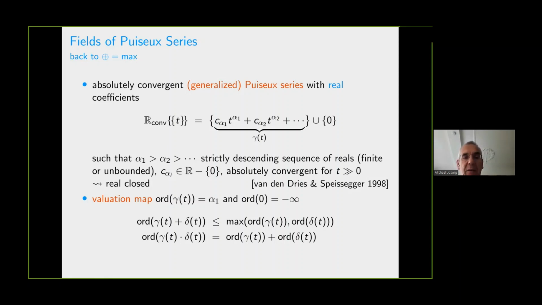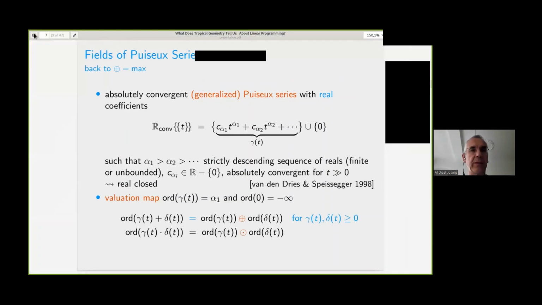If you play the same game with the addition, then you get an inequality, where the valuation map takes a sum and the result is less than or equal to the maximum of the valuations of the 2 summands. This is in general a strict inequality because there can occur cancellation. But if we look at real coefficients, then okay. I was talking about this valuation map, which assigns to a real Puiseux series the exponent of the highest order term.